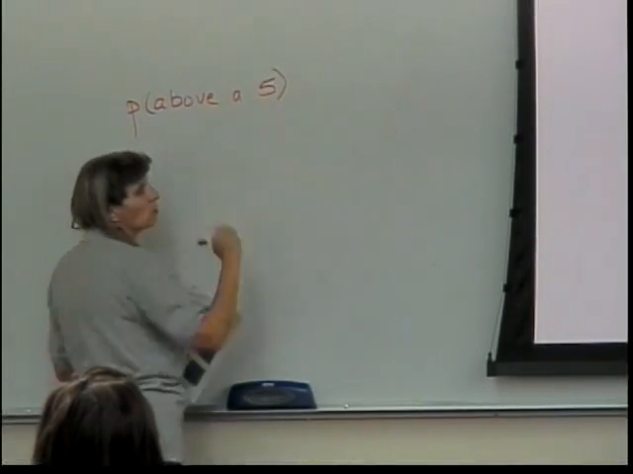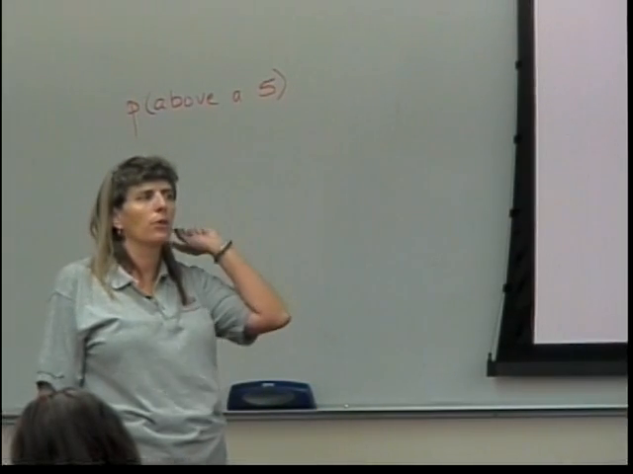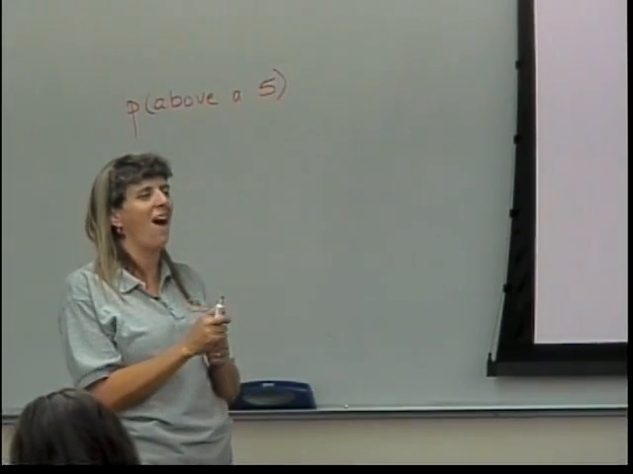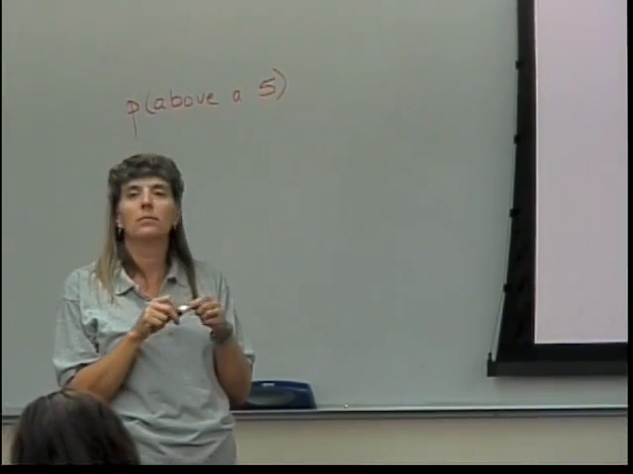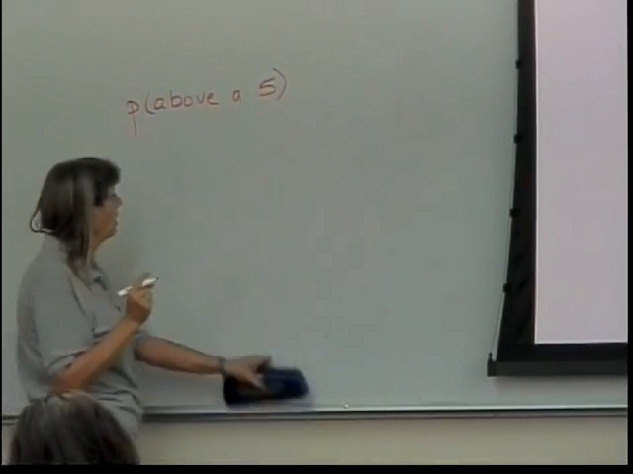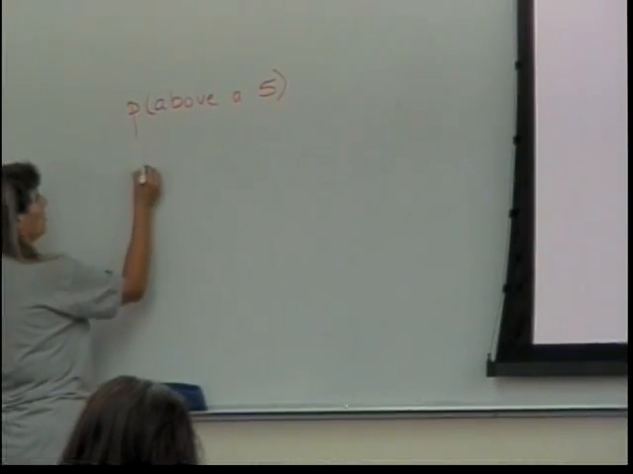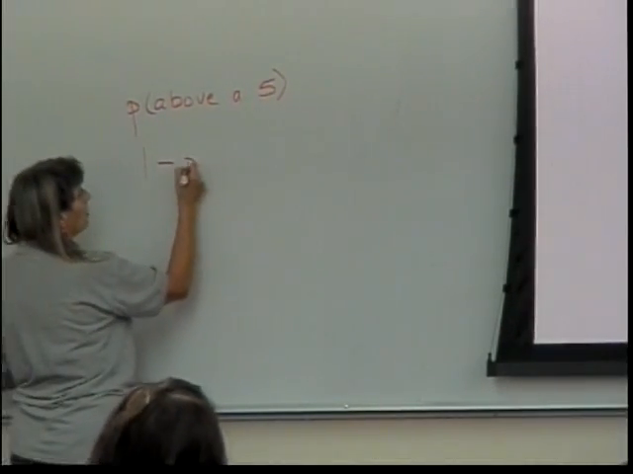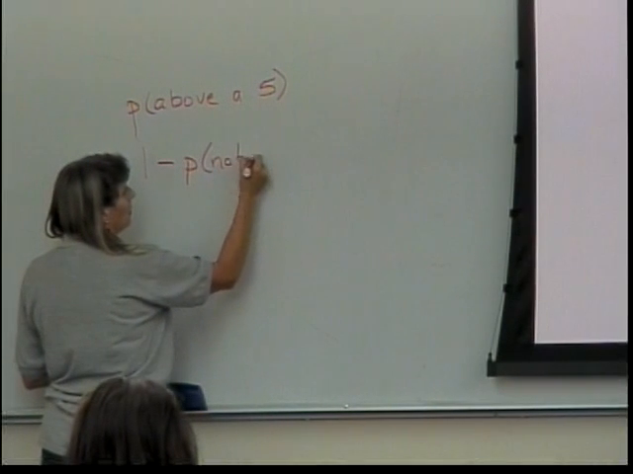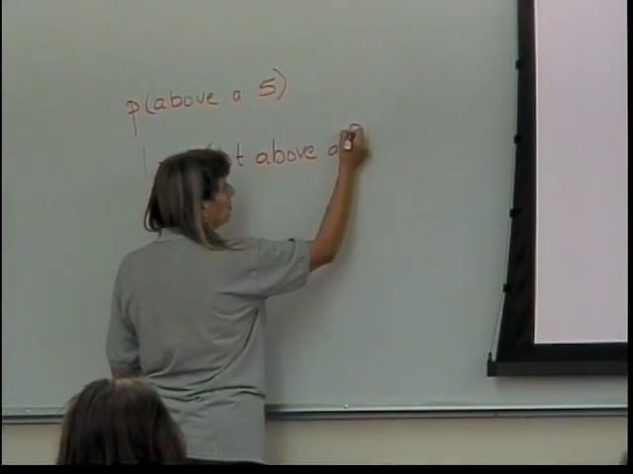Now I have a question for you. Is it easier to count the cards that are above a 5 or the ones that are not? Not. So let's do this as a not, because there are fewer cards in the not category. So this is going to be 1 minus the probability of not above a 5.